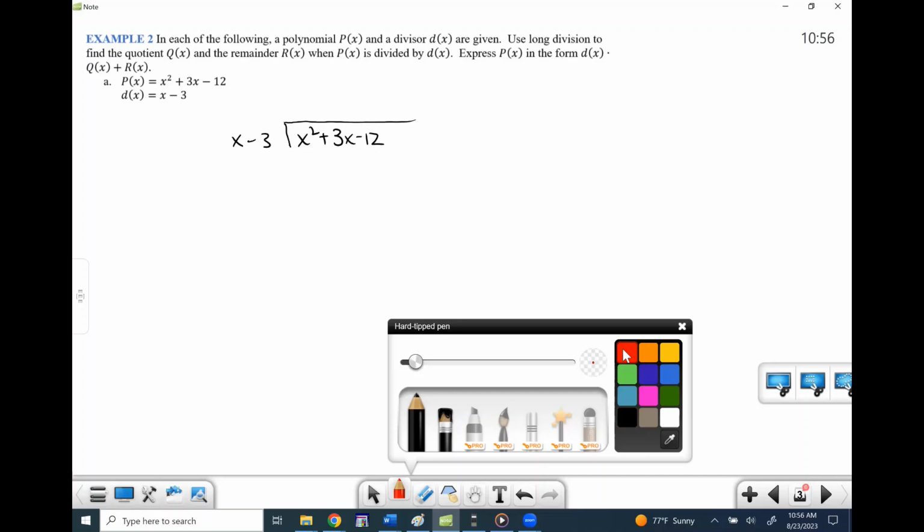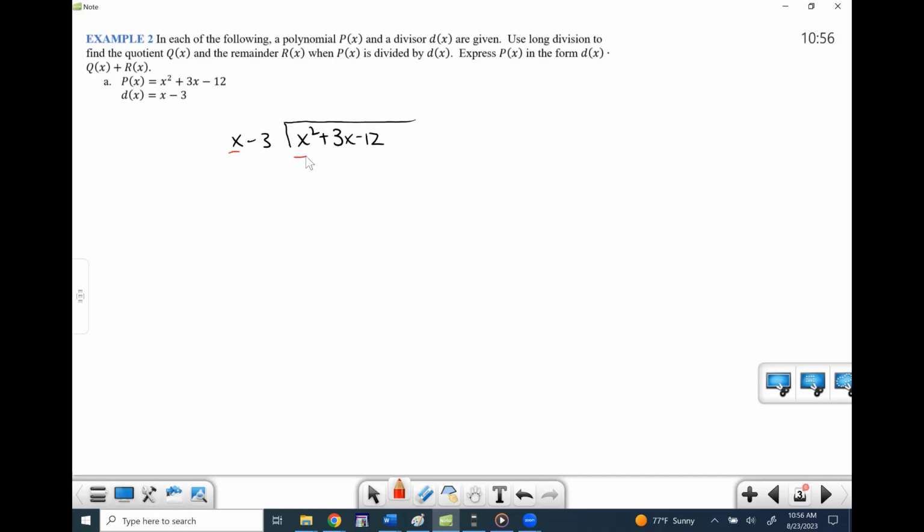Okay, so we're basically taking p of x and we're dividing it by x minus 3. So basically we only care about the front terms, okay? In our mind, we're saying x, that front term, multiplied by what gives you x squared. Okay, so you have to figure out what you would multiply it by, right? So it looks like it would be just an x. We put an x in here, x times x gets us x squared.